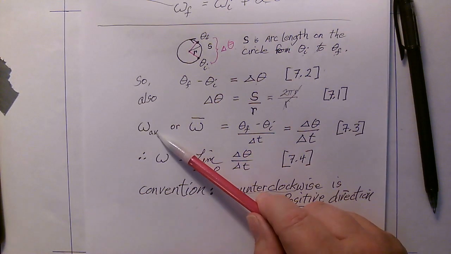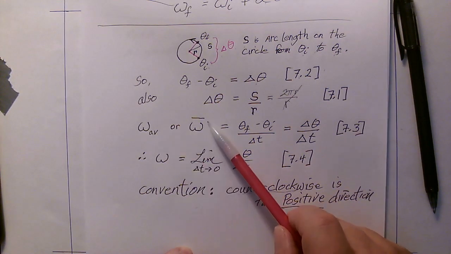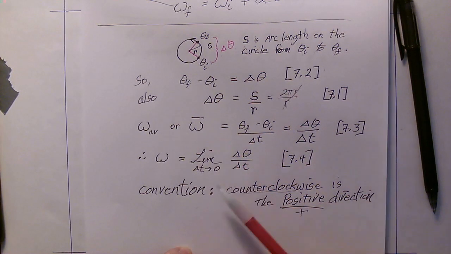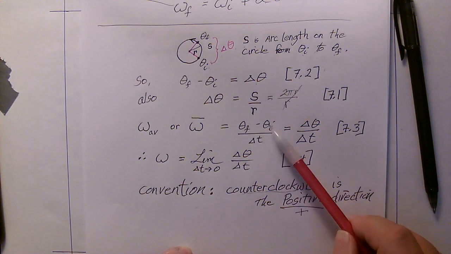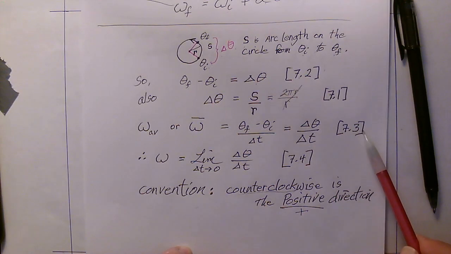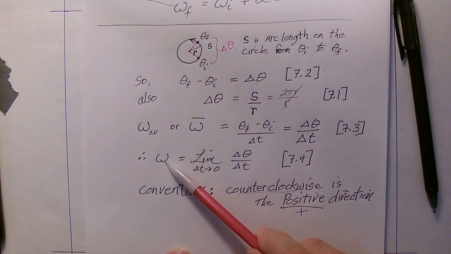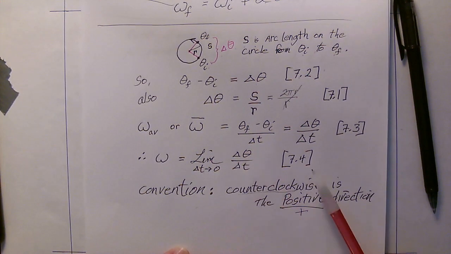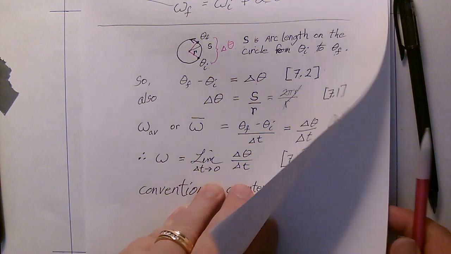Now the average angular velocity is omega average, or we can put a bar over it, and that is theta final minus theta initial over delta t, and that's delta theta over delta t, equation 7.3. So the instantaneous value of omega is the limit as delta t approaches 0 of delta theta over delta t, equation 7.4. And we know that counterclockwise direction is considered positive, and that you need to understand and know as well.